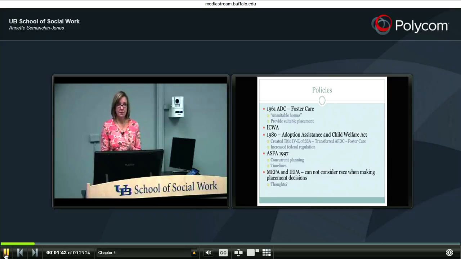They had two options. They could provide services within the home to make it suitable, or they could provide an alternative placement that was suitable. And so many states chose the second option. They chose removing a child from their home and placing them in a suitable placement, in out-of-home placement. And they would receive federal funds to do that. And so that was significant. It really increased the federal support for placing children in out-of-home placement.